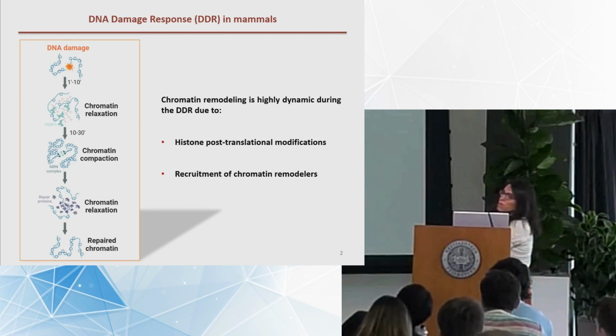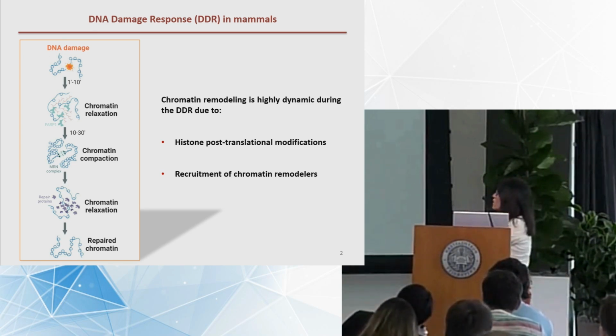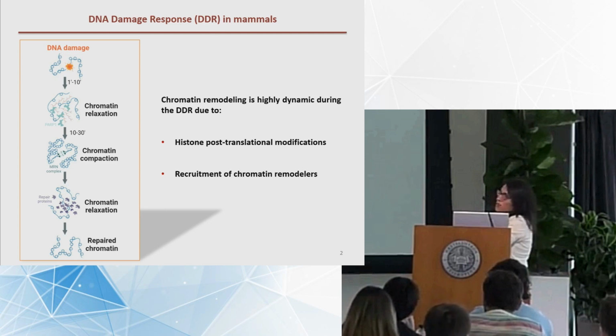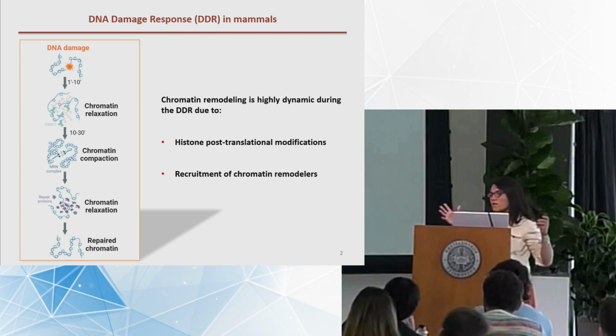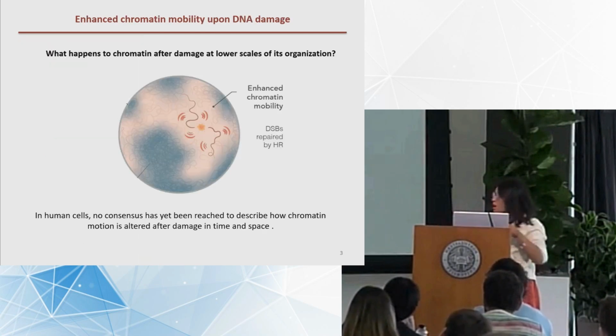For example, the first remodeling event that occurs upon DNA damage is a really rapid and transient chromatin relaxation, which is followed by a longer phase of compaction. And some studies have suggested also a second phase of relaxation, which seems to be needed to complete repair. All of these remodeling events are shown so far at the nuclear scale, at a large scale. However, we don't know exactly what happens to chromatin after damage at lower scales of its organization.